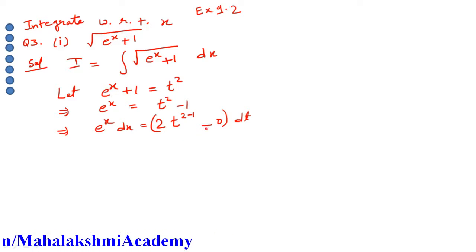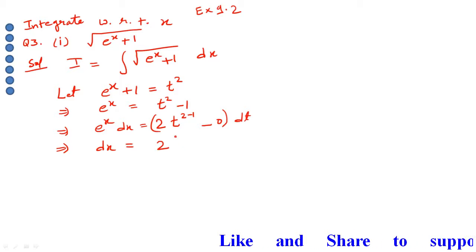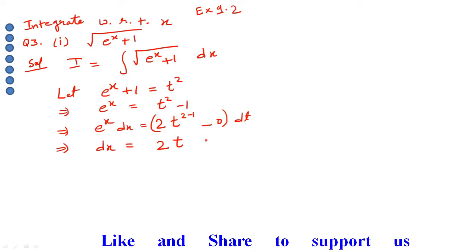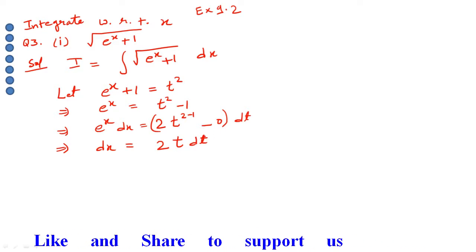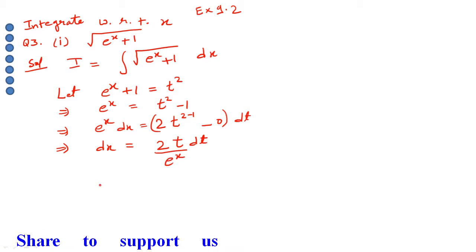Now when we simplify it further, because we want only dx, e to the power x I also want to shift here, so that will give us dx as 2, and 2 minus 1 is only 1, so only 2 multiplied by t we will obtain, and along with it we will obtain dt also, and it's divided by e to the power x.